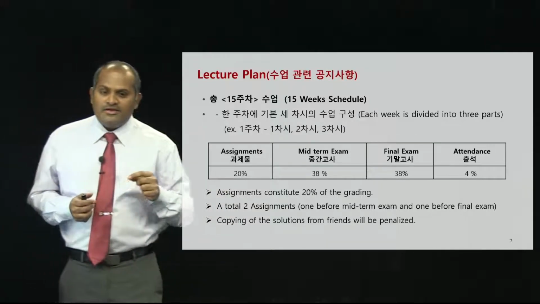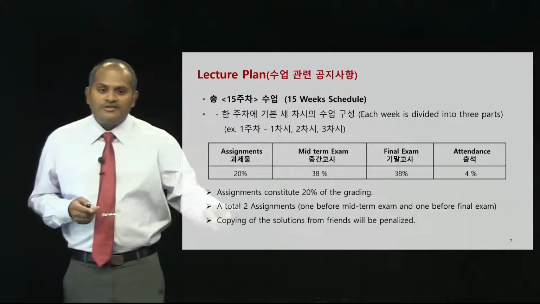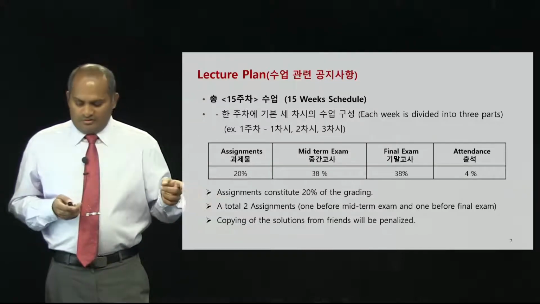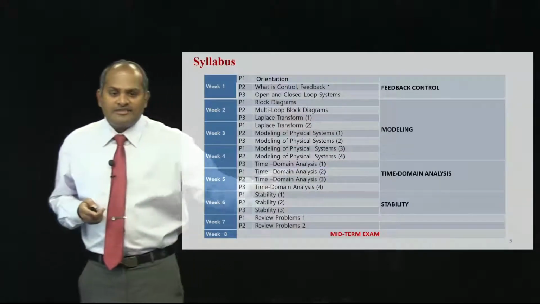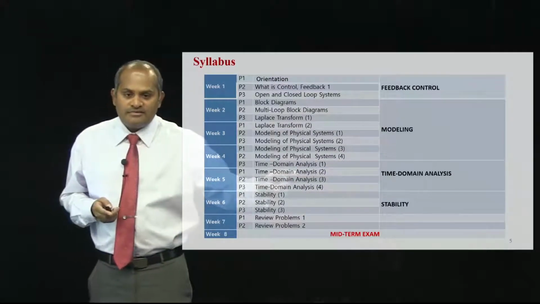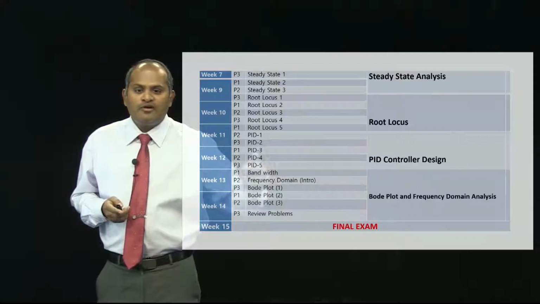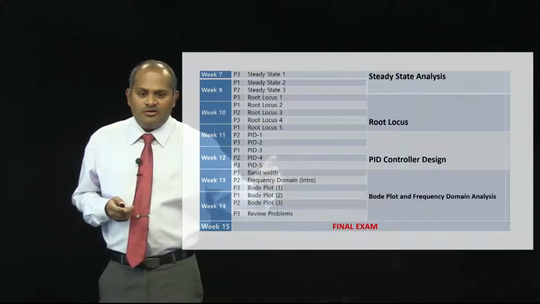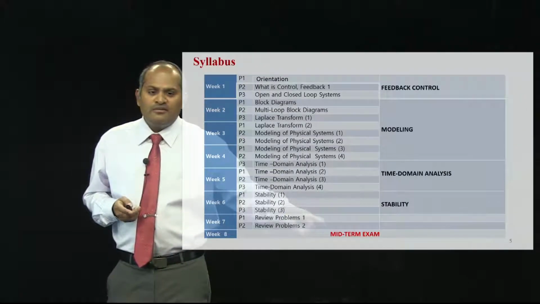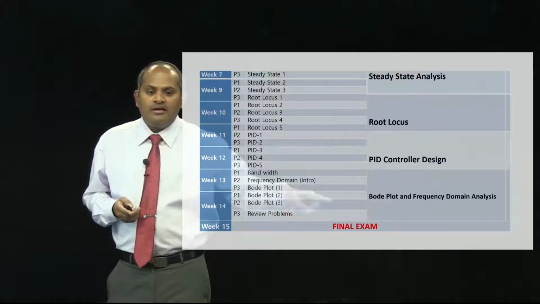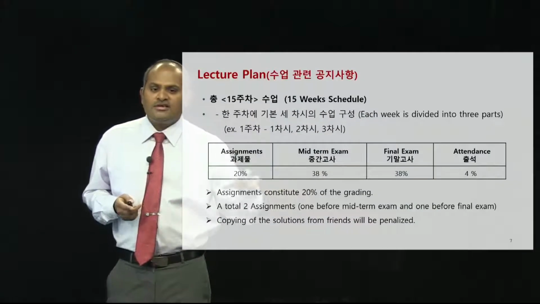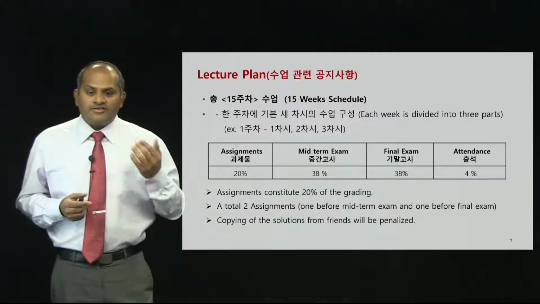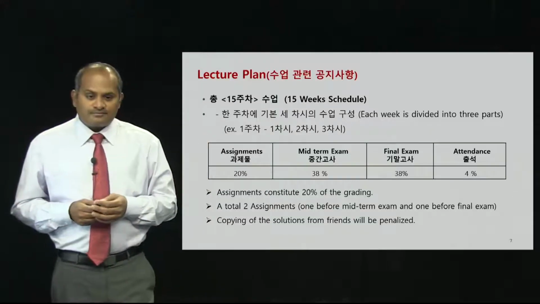One assignment is before the midterm, one assignment after the midterm. So, somewhere in week 4, week 5 assignment 1 will be provided, and then assignment 2 will be provided somewhere in week 12. So, the deadline will be before the midterm for assignment 1, the deadline will be before the final exam for assignment 2. So, these 2 assignments will help you to actually analyze all the concepts.